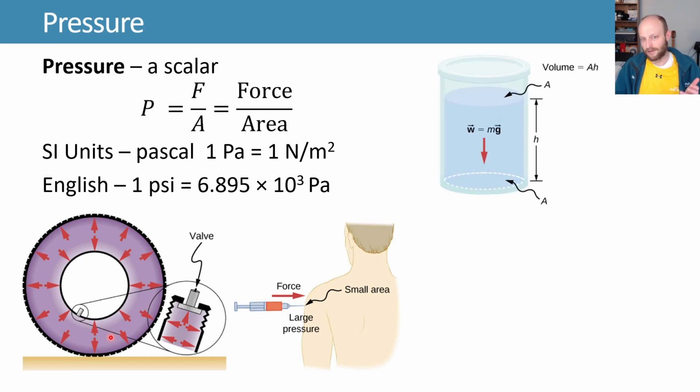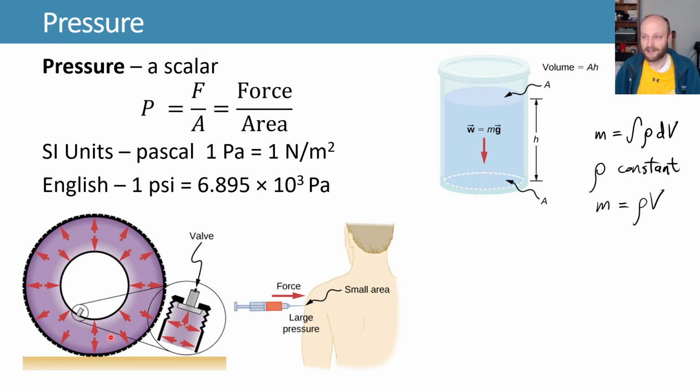Here we have a beaker full of water, and we can think about the pressure as we go deeper in this water as depending on how much stuff is pushing on us. We can say that the mass is equal to the integral of density over the volume, because mass is density times volume in general. If your density is changing, that's how you would calculate your mass: it's the integral of density dV. If you have a constant density, though, then you just get mass equals density times volume.